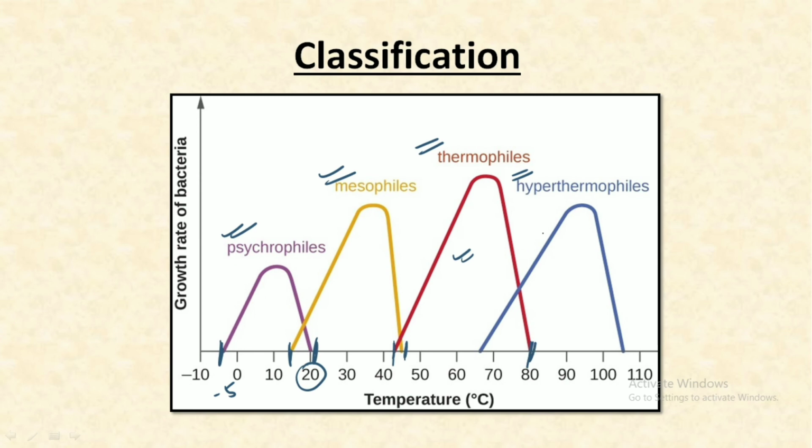And finally we have hyperthermophiles, which survive in the most extreme temperatures possible, that is beyond 65 and up to 100 or maybe more than 100. So these are the classifications of the bacteria depending upon their range of tolerance, or the range of temperature these types of bacteria could tolerate. So make sure you remember the ranges of the temperature and their scientific names.